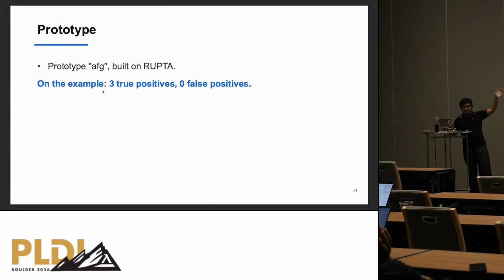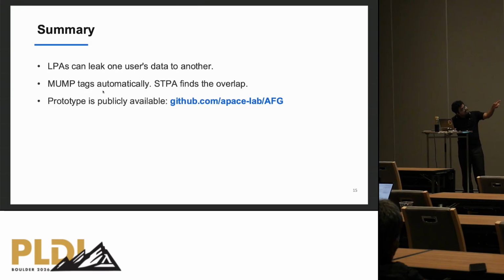We also built a prototype for this AFG program, and in the prototype we found that it can get 3 true positives and 0 false positives. The prototype is available on GitHub, and this is the summary. As we have seen, we are trying to solve LPAs that leak one user's data, and our MAMP and STPA basically tag those taints automatically and also find out where the data scope overlap is.